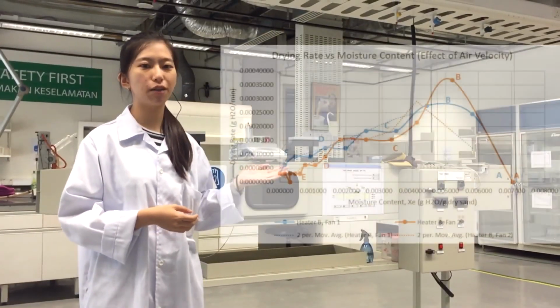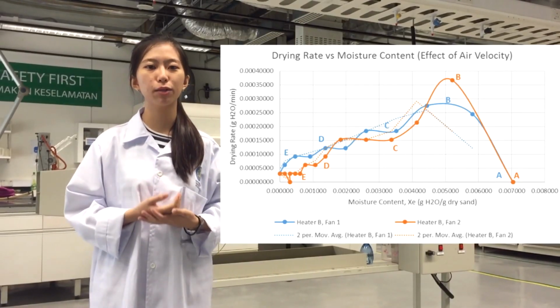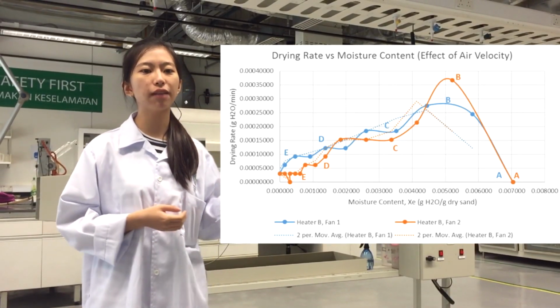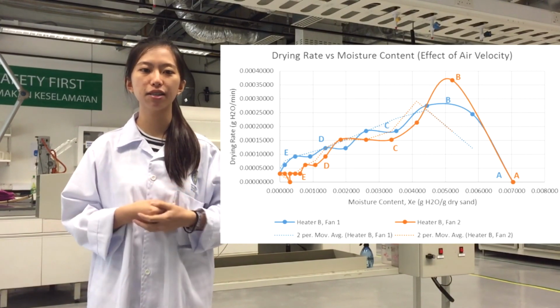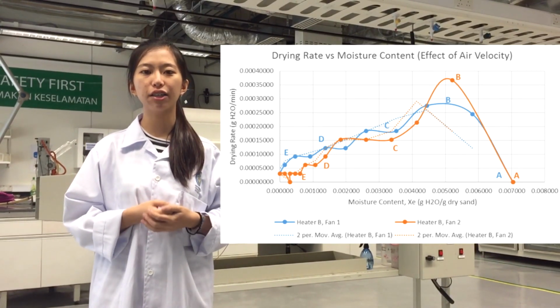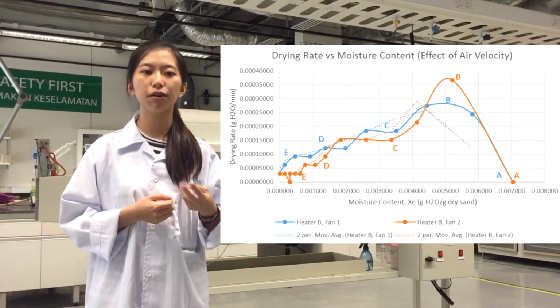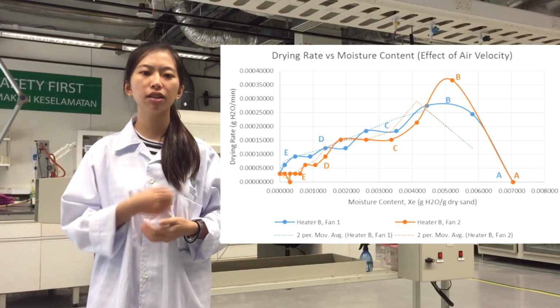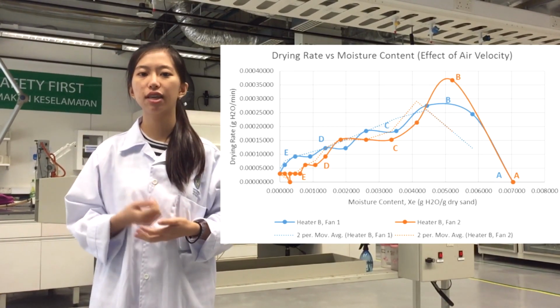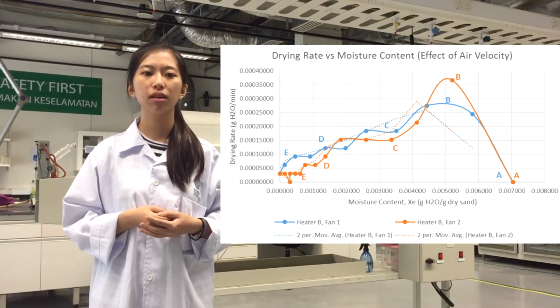Okay, so these figures on my left hand side show the drying rate versus moisture content graph. The graph line can be divided into three main phases as stated in the theory, which are initial phase, constant rate phase, and falling rate phase. The explanation on the theory of the line graph is the same as in sub-experiment A.